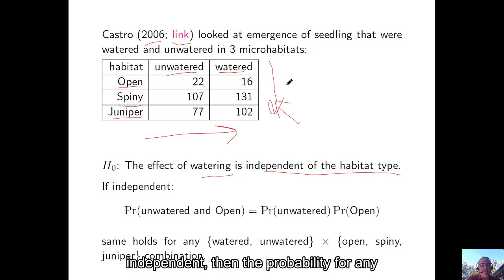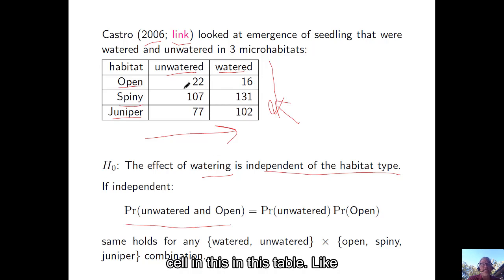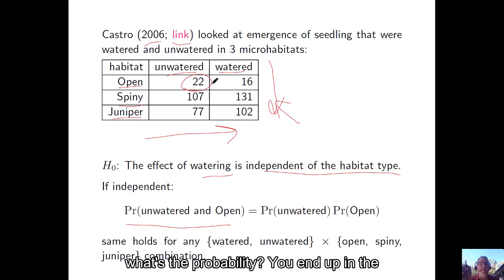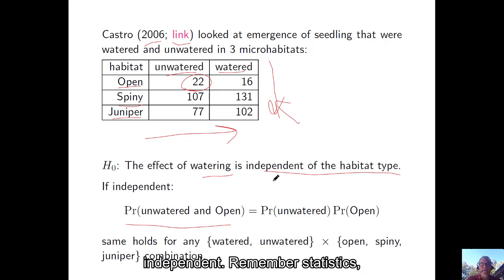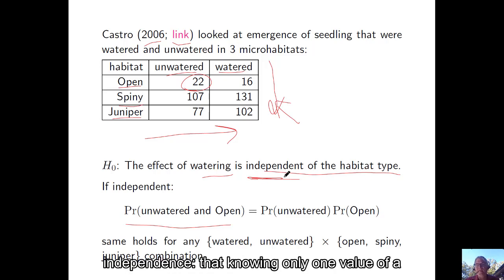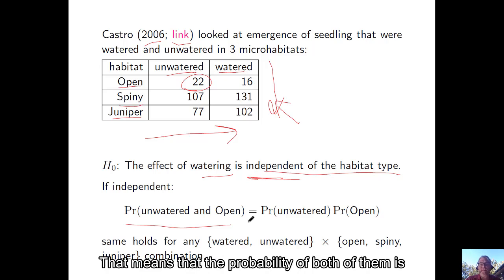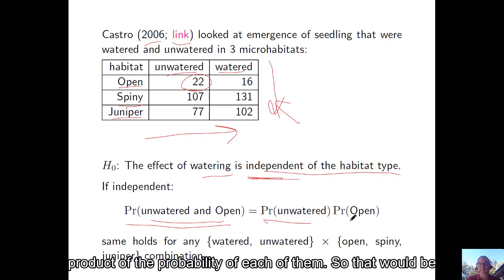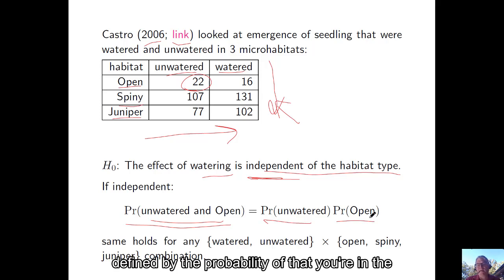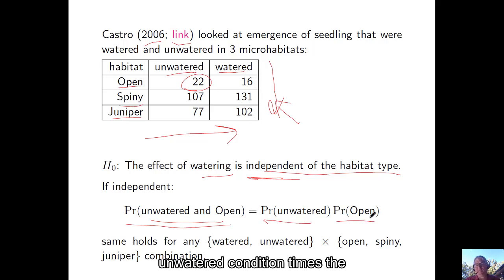And if they are independent, then the probability for any cell in this table, like what's the probability you end up in the unwatered status and the open habitat, if they're independent, remember statistics has this interesting definition of independence that knowing one value of a variable means nothing about the other variable. That means that the probability of both of them is just the product of the probability of each of them. So that would be defined by the probability that you're in the unwatered condition times the probability that you were in the open habitat. So that's just one of the cases of this cell.